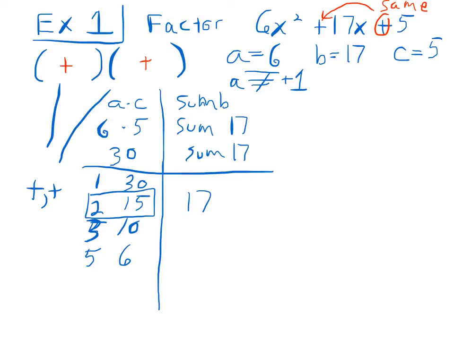So now we need to rewrite it. So we keep our first term. We keep the 6x. Let me go to a different color. Don't have a lot of room to do these problems, so I'm going to try to squeeze this in. So I keep my first term, the 6x squared stays.